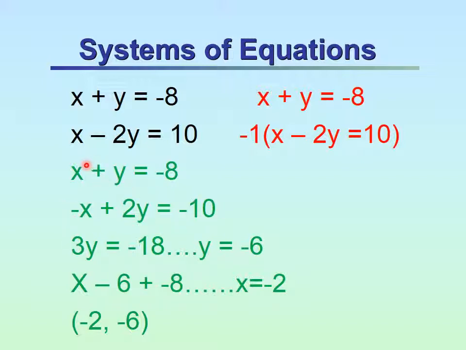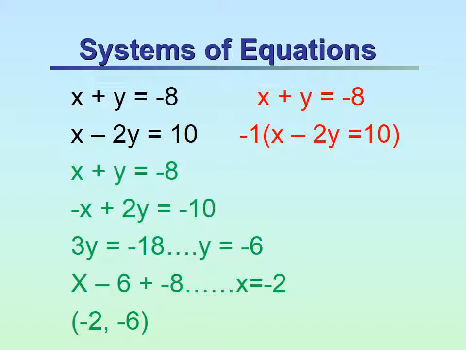Our x's cancel. y plus 2y is 3y. -8 plus -10 is -18, which means that y is equal to -6. Now we plug y equals -6 back into our equation to figure out what x is. I'm going to pick the first equation, which is x plus y equals -8. So x plus -6, which is the same as saying x minus 6, equals -8.